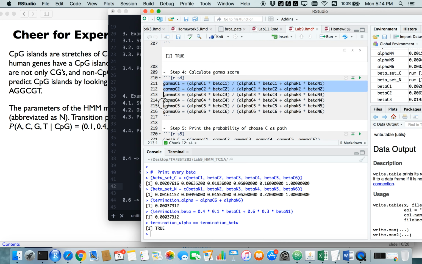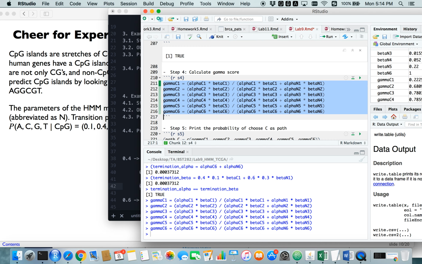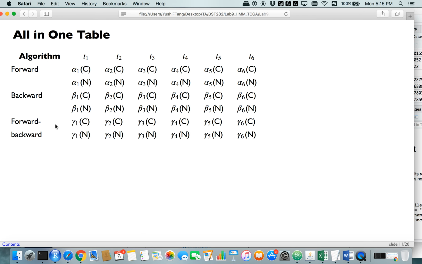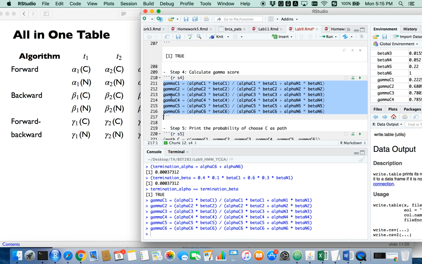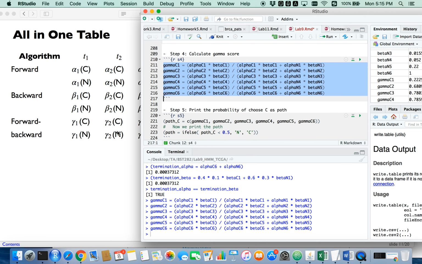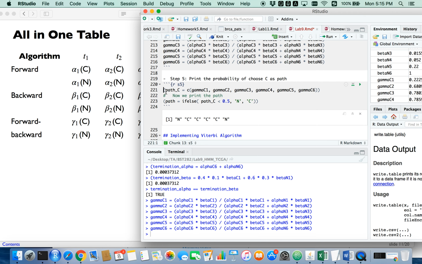Alright, then we can calculate the gamma score. So here I just calculated the gamma for C, right? And that's the 5th row in this table. If you want to calculate the last row, it's basically just 1 minus each of these values. So 1 minus gamma C1 to get the gamma N1, and 1 minus gamma C2 for the gamma N2. And then based on this, you can print all these gamma values.